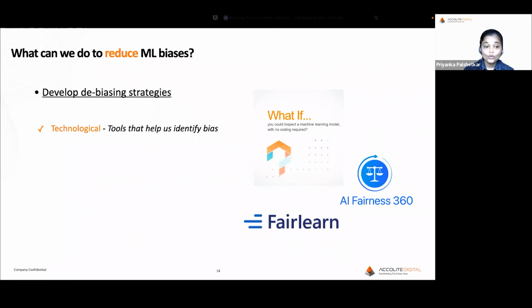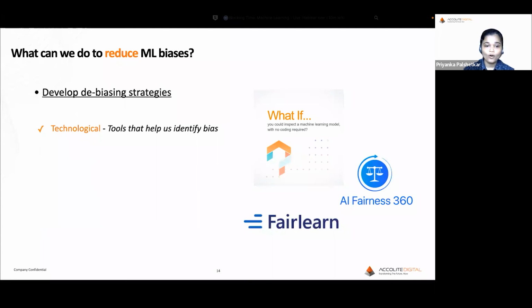Now, I want you to notice two things about these tools. First is, all of them are open source. And second, they are developed by three of the biggest tech companies in the world. This particularly emphasizes the importance of the mission of removing biases from our systems, because biases impact us so much that we need to talk about how we can reduce them.